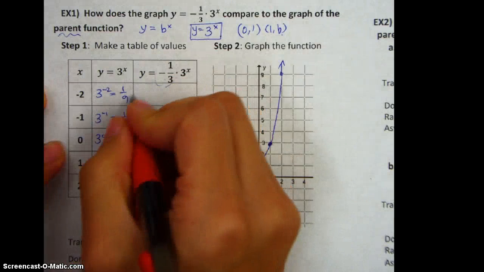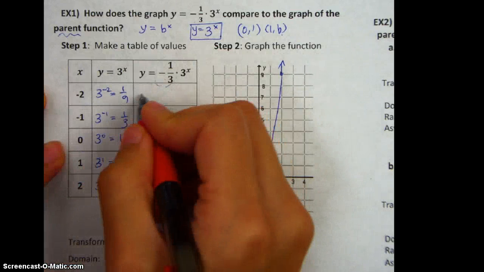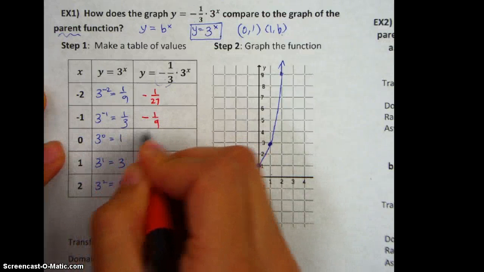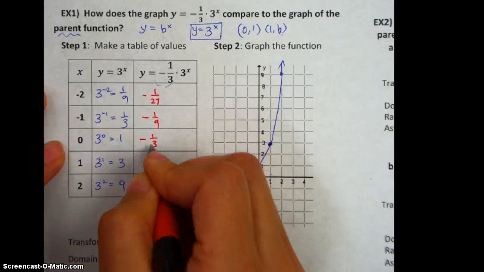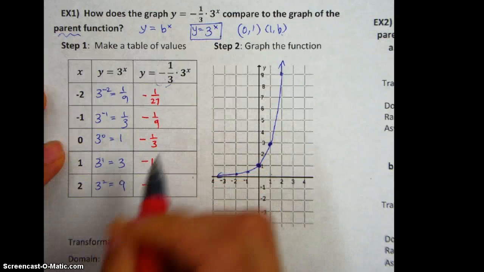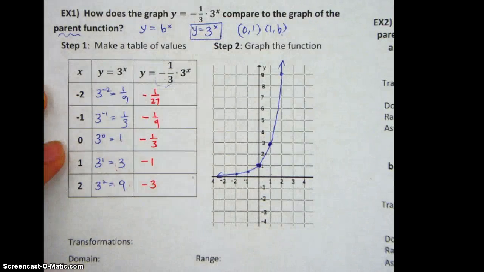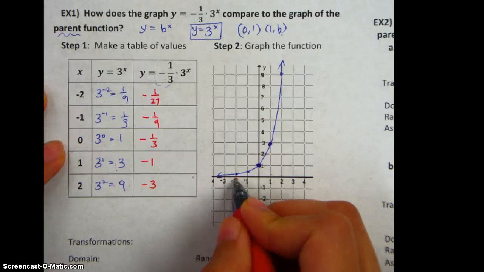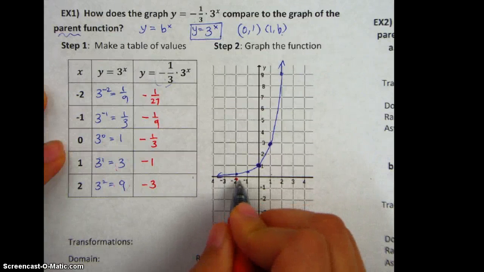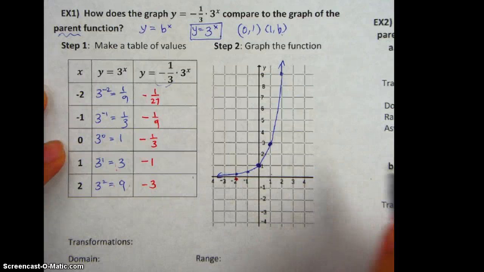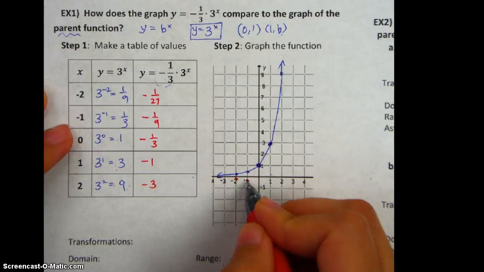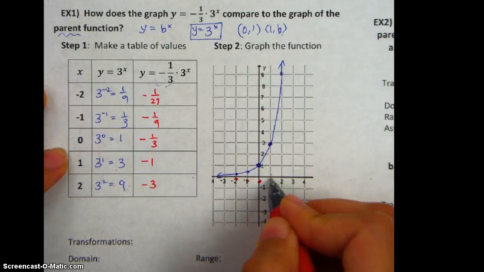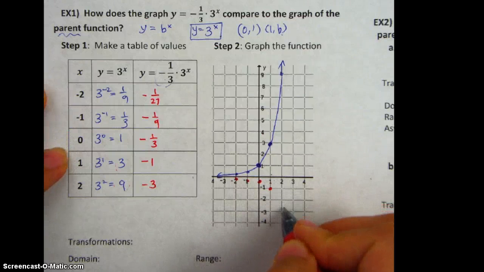If I do that, 1 over 9 times negative 1/3 is negative 1 over 27. This will give us negative 1 over 9, negative 1/3, negative 1, negative 3. I just multiply each number by negative 1 over 3. And I'm going to plot these points. Negative 2 comma negative 1 over 27, which is really close to the x-axis, but not touching the x-axis. Negative 1 comma negative 1 over 9, 0 comma negative 1/3, 1 comma negative 1, 2 comma negative 3.